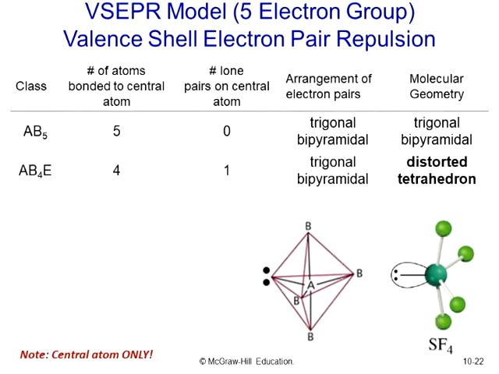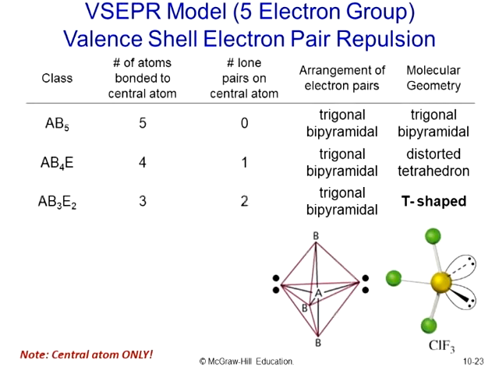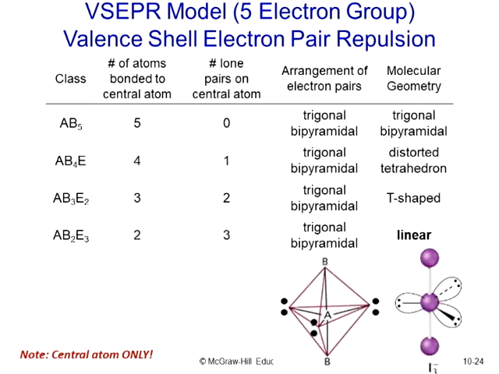A distorted tetrahedron geometry results when there's an AB4E arrangement of electron pairs, in which four bonded groups are present and one lone pair is there. If we further substitute that distorted tetrahedron with one more lone pair, giving us an AB3E2 arrangement of electron pairs, we get a T-shaped, although its electron pair arrangement is still trigonal bipyramidal. Its molecular geometry is T-shaped. That T-shape becomes linear when we move to an AB2E3 geometry.